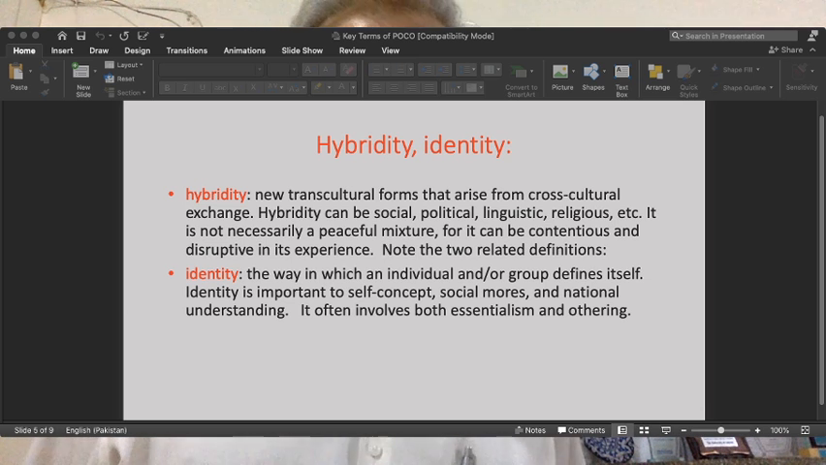Then is identity, the way in which an individual or a group defines itself. Identity is important to self-concept, social mores, and national understanding.